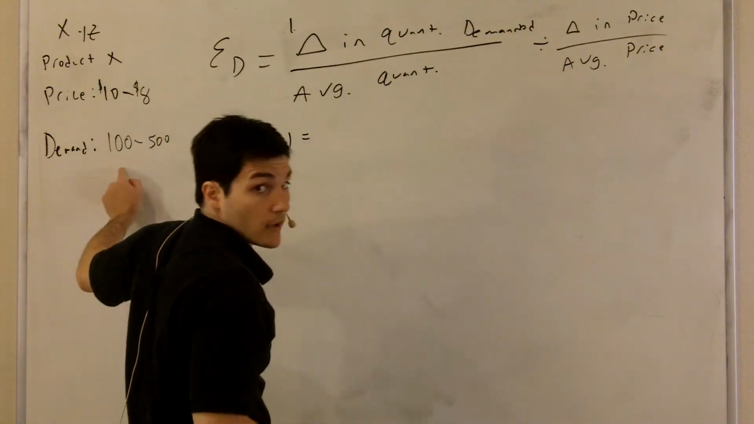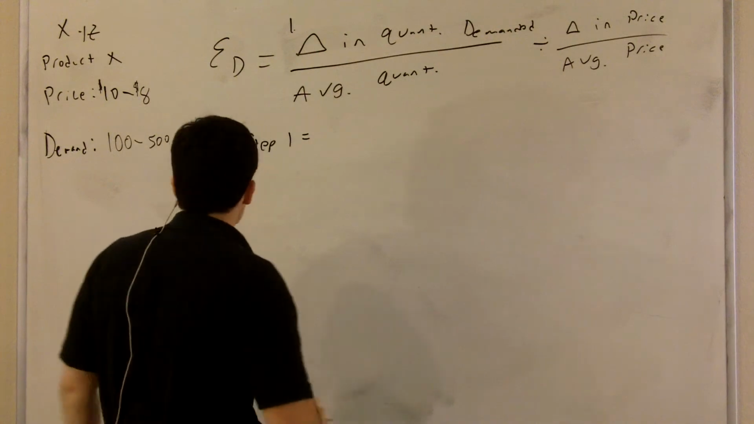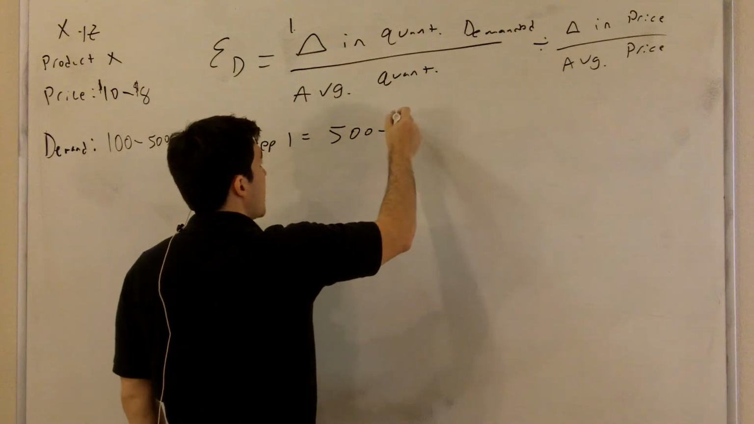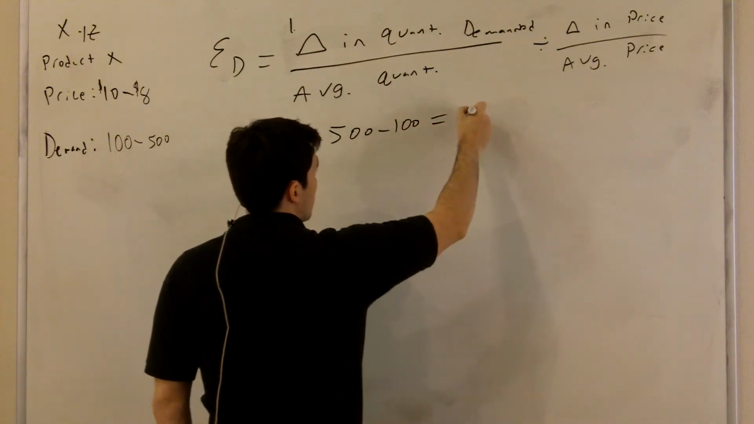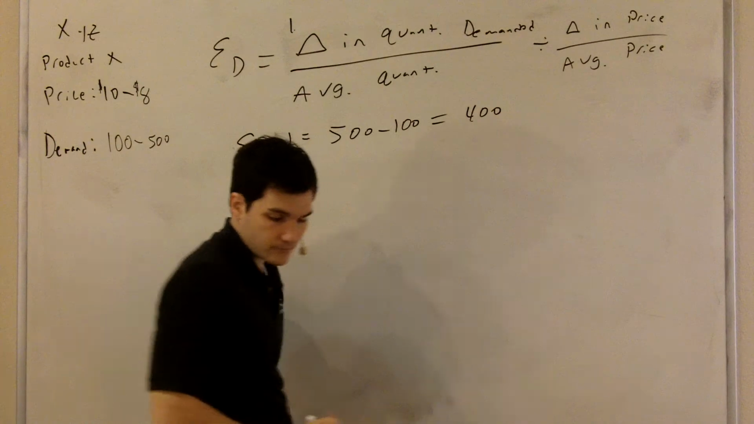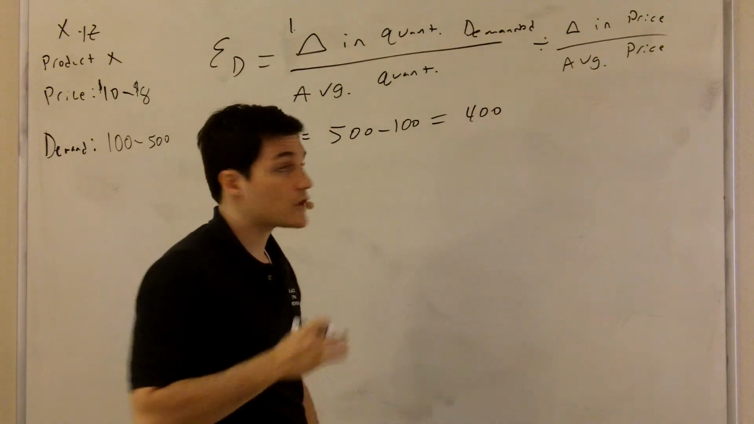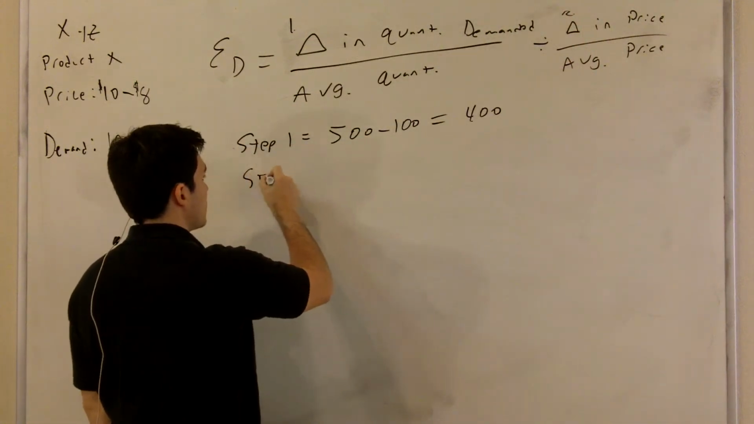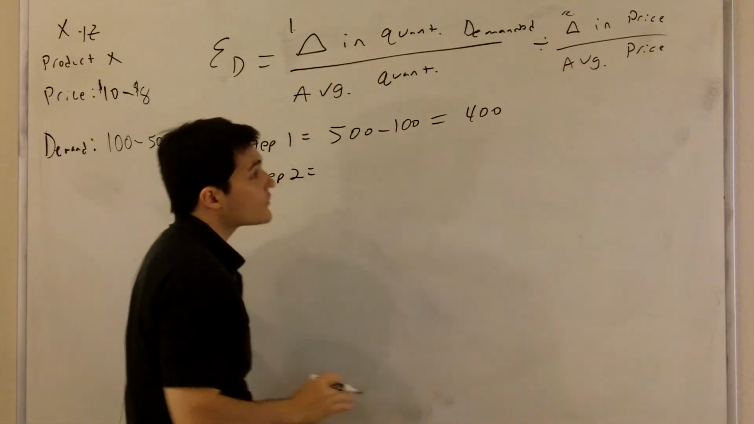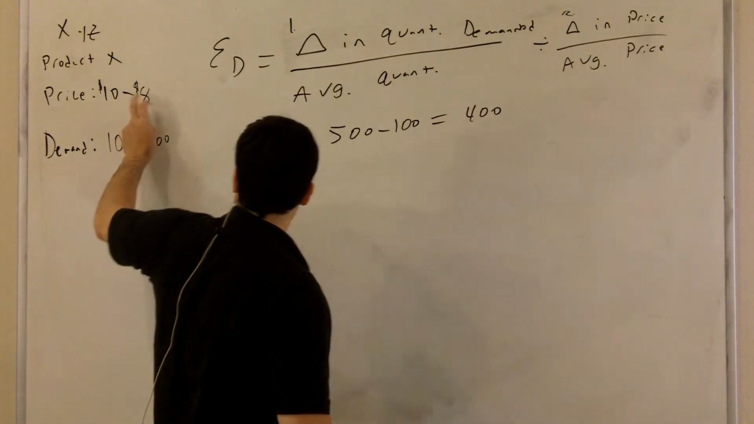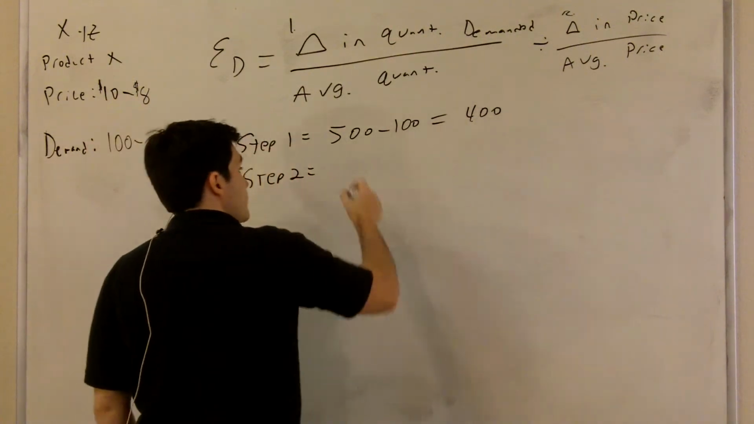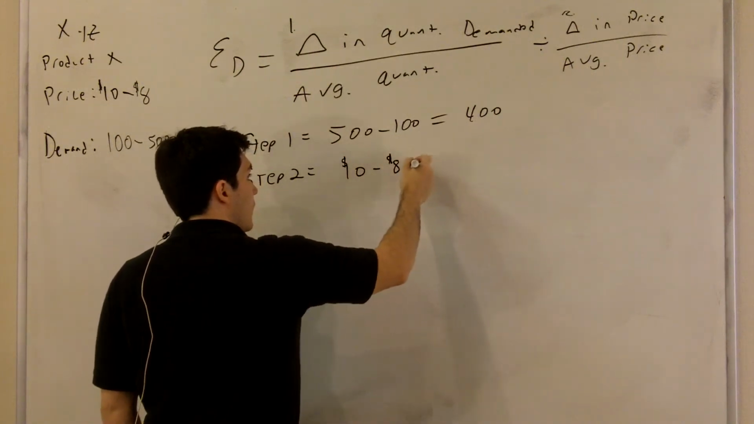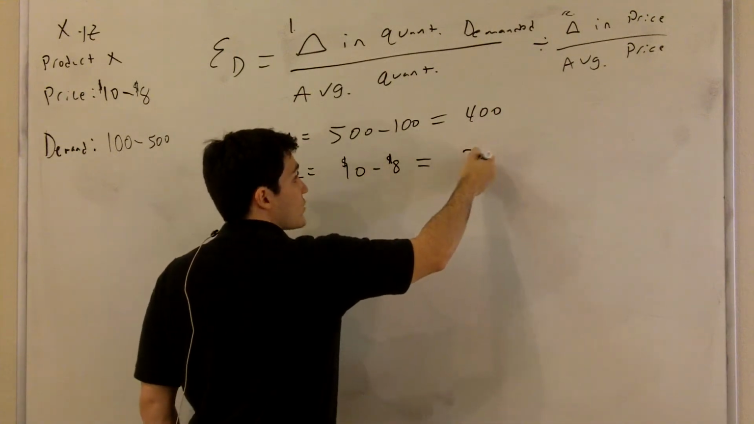So initially, what? We had 100 units. Now we have 500 units. So the quantity demanded now is 500. It was 100. So your change is 400 units. All right. Step 2 is to calculate the change in price. So we're going to look at the change in price. All right. So initially we had $10 and now it's $8. So we have a change of $2.